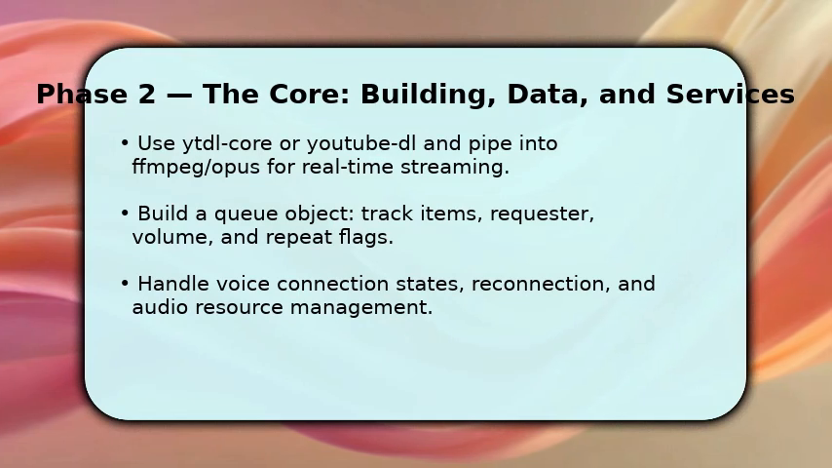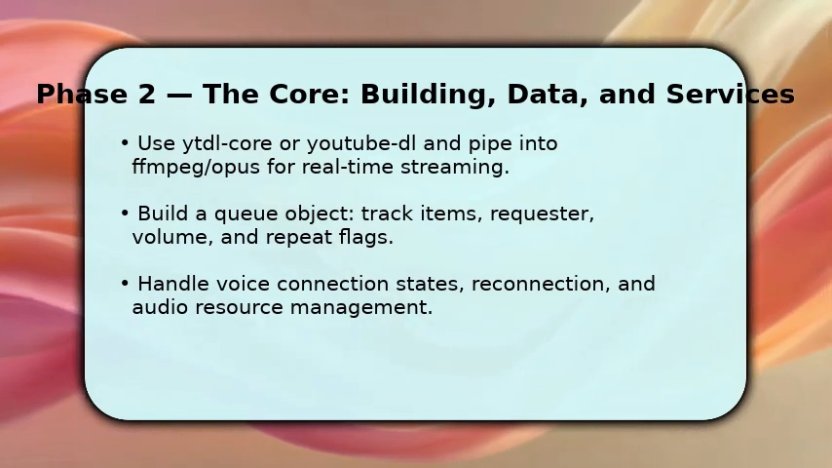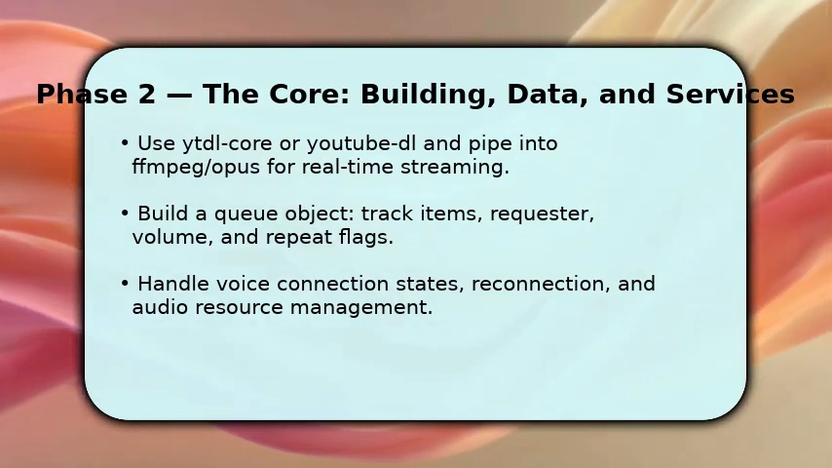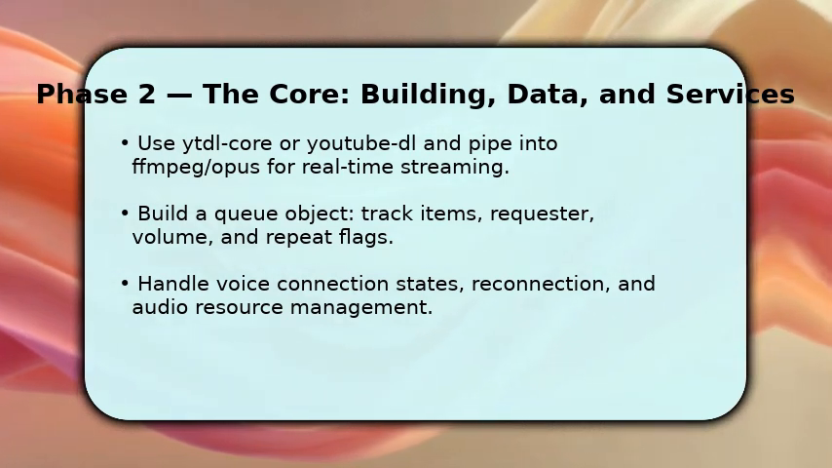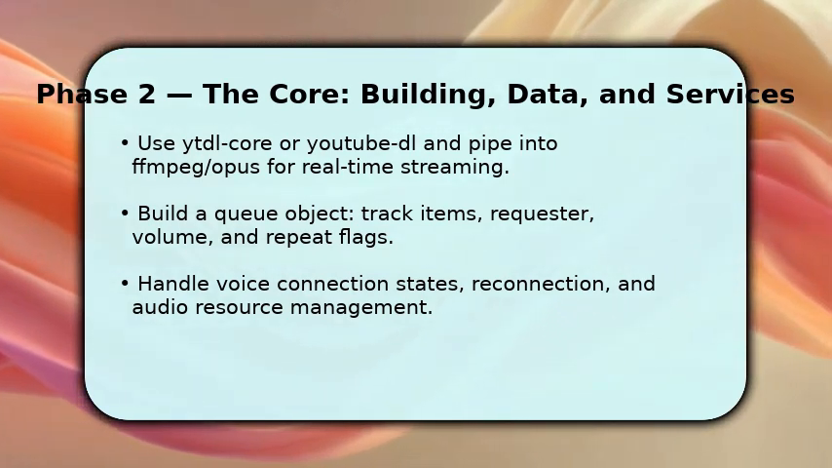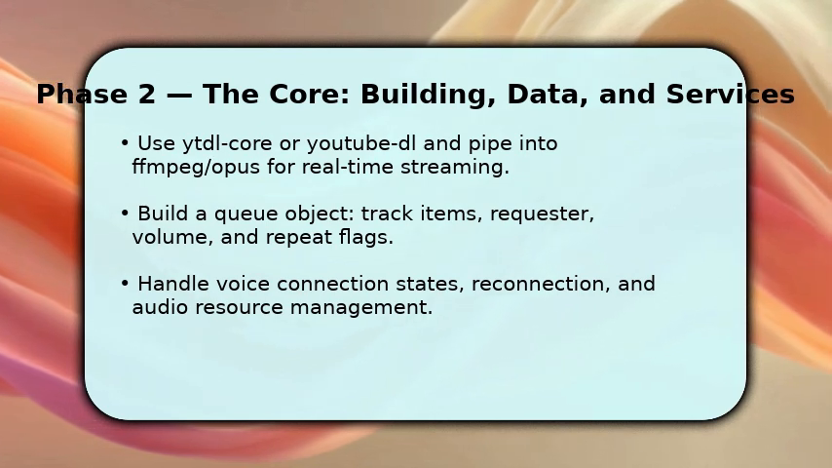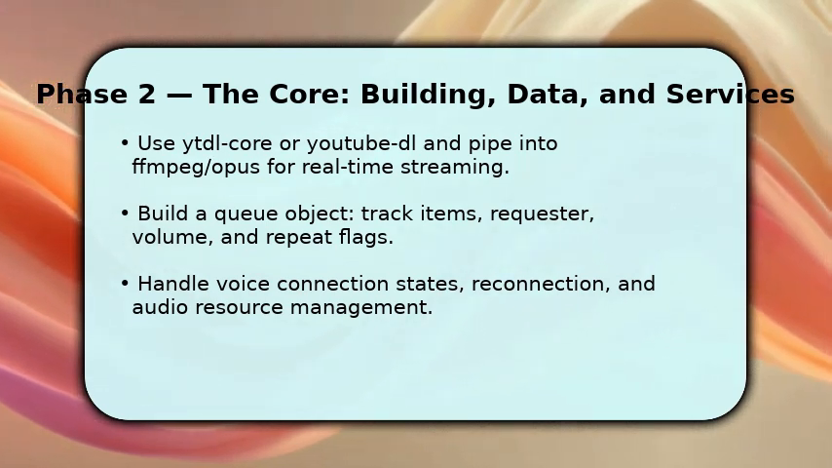Now you implement the streaming path. Use ytdl-core or YouTube-DL to fetch audio and pipe it through FFmpeg into an Opus encoder so Discord accepts it. Make a queue object that stores tracks, requester, volume, and repeat flags. This controls playback order and user actions.